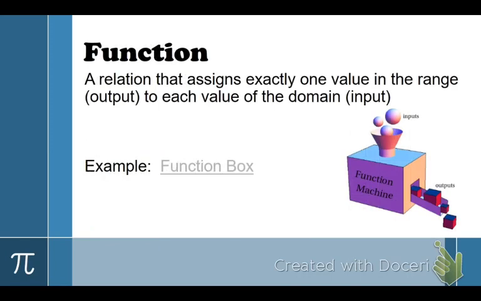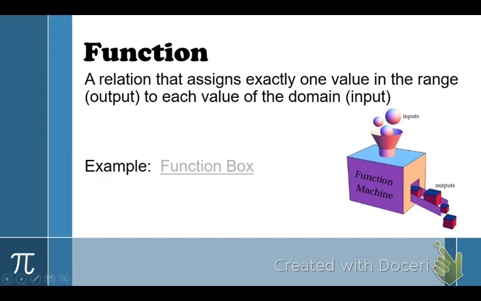A function. A function is a relation, meaning a set of ordered data, that assigns exactly one value in a range or an output to each value of a domain or input. I know that makes no sense to you whatsoever, so let's break it down a little better. Let's look at what a function box is.